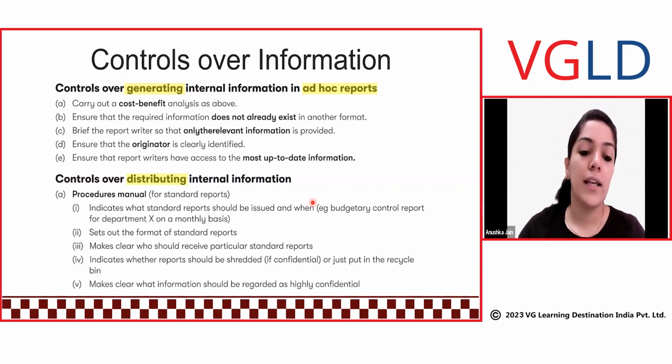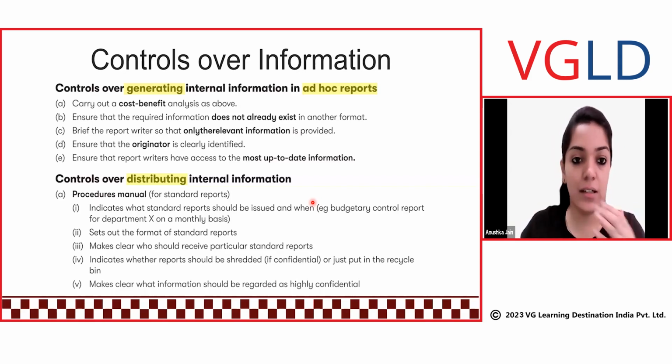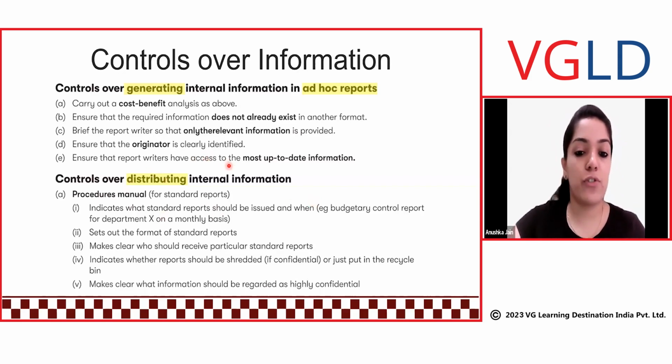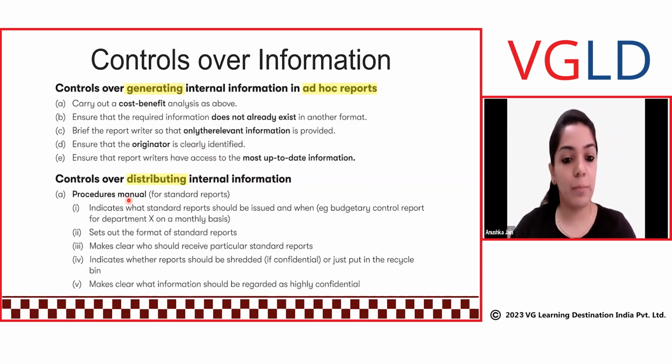Okay. Next, it makes clear what information should be regarded as highly confidential. Like I was telling, limit the person to whom it should reach. So if the report is supposed to be confidential, it should be called out that it is confidential. So these are the controls over distributing information which should be covered in a procedural manual for standard reports. Clear? I hope this one is clear.